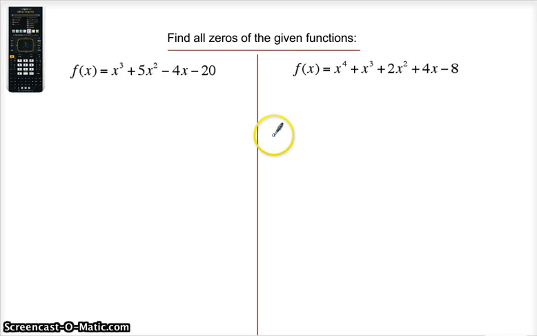The next thing we would do with this, the reason we need that fundamental theorem, is so that we can find all zeros of a function. And the best thing to do if you want to find all zeros is graph right away. So go ahead and type f of x equals x cubed plus 5x squared minus 4x minus 20 into your calculator and see what picture you get. I'll do the same thing in just a second.